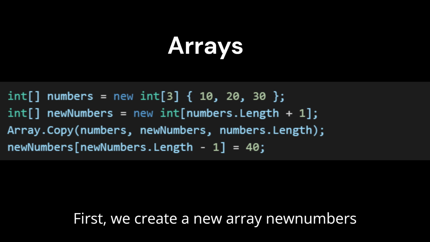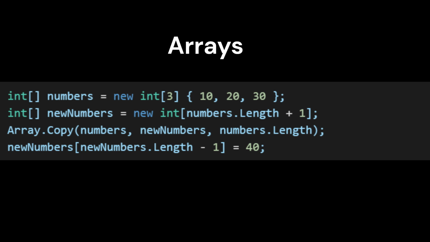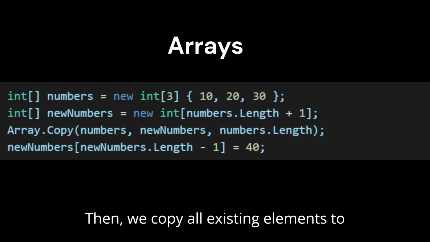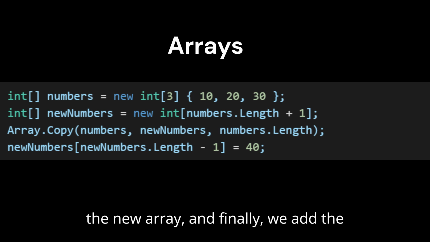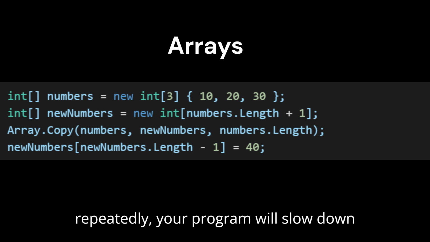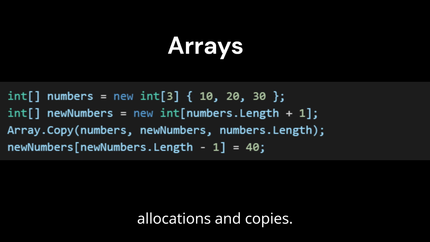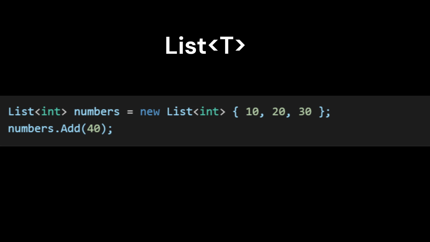First, we create a new array, newNumbers, that is one element larger than numbers. Then, we copy all existing elements to the new array, and finally, we add the new element. Imagine doing this repeatedly. Your program will slow down significantly due to unnecessary memory allocations and copies. So what is the solution?